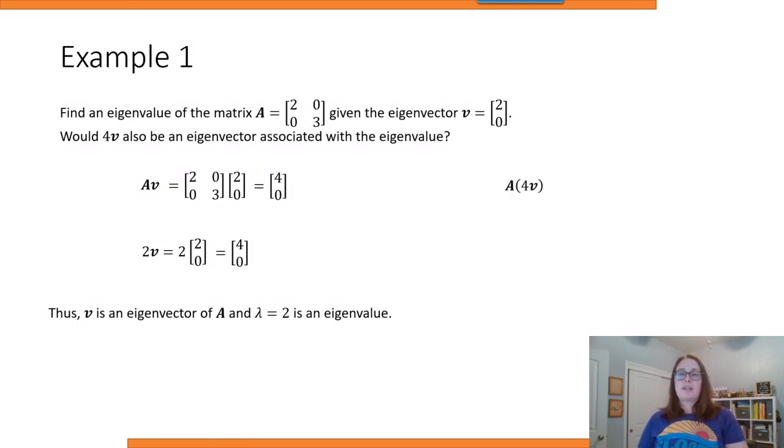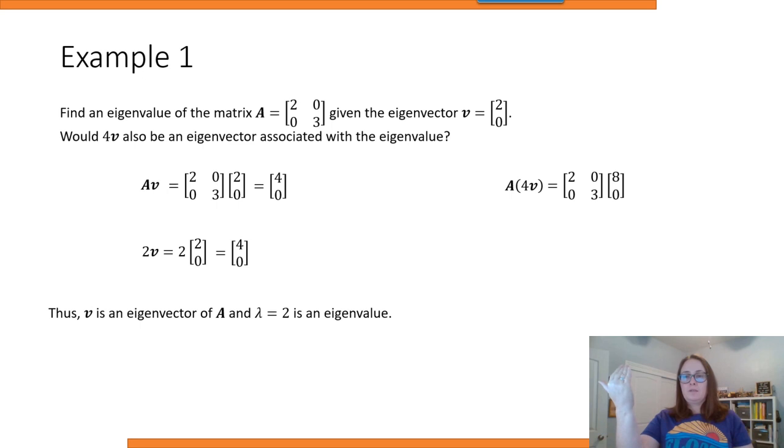And so if I'm going to do A times 4V now, well, I'll set that up. Let's take our same matrix A, and now 4V is just going to be 8, 0 is what we get from multiplying the vector V by 4. And if I multiply that, well, 2 times 8 is 16, plus 0 times 0 gives me a 16 in the top value. And then again, I get 0 for the bottom. 0 times 8 plus 3 times 0 gives me 0.